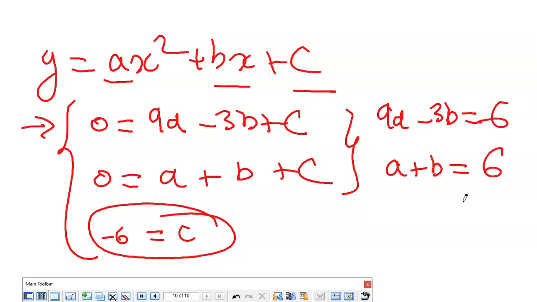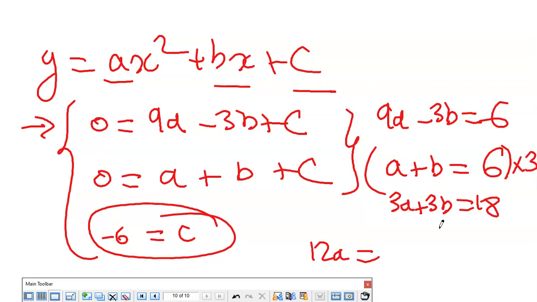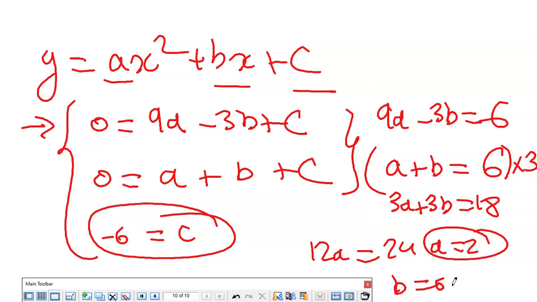Now I can do it by elimination or substitution, as we were doing in the preceding chapter. You can multiply, for example, the second equation by 3. This equation will be 3a + 3b = 18. Then I can add, so I will have 12a = 24. Now I'm going so fast. So a is equal to 2. I got a, a is 2. How are we going to find b? b = 6 - 2 = 4.